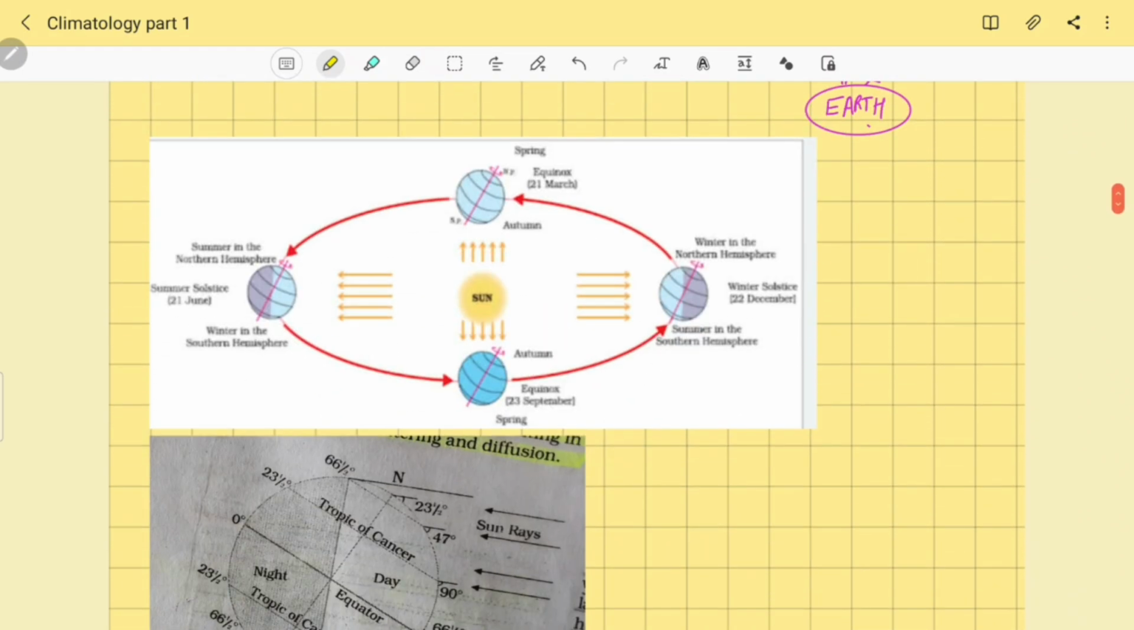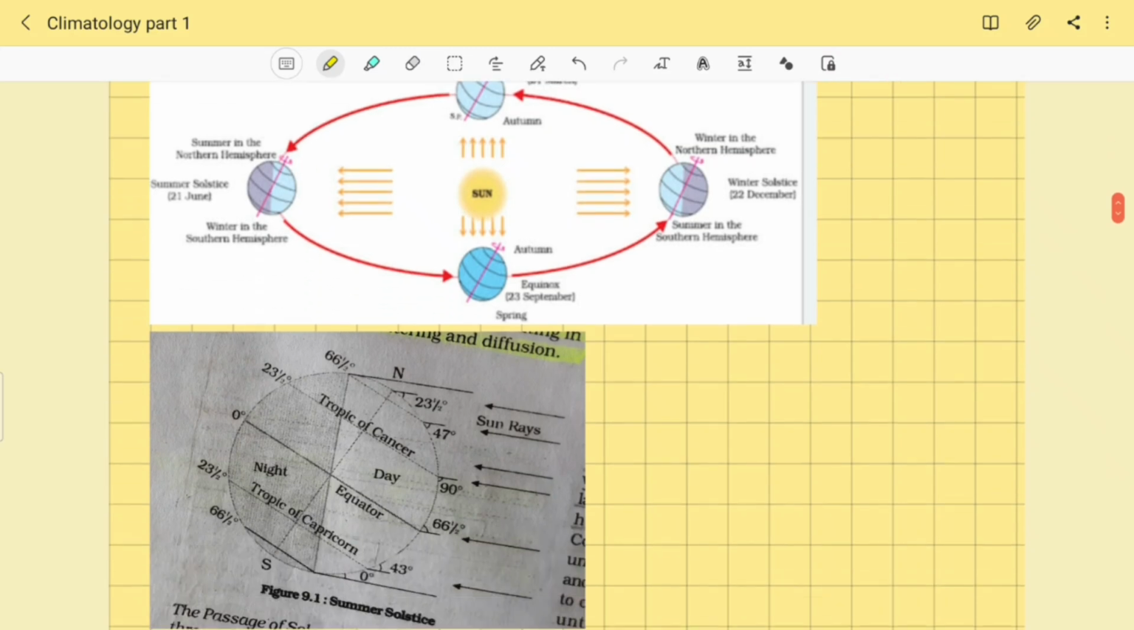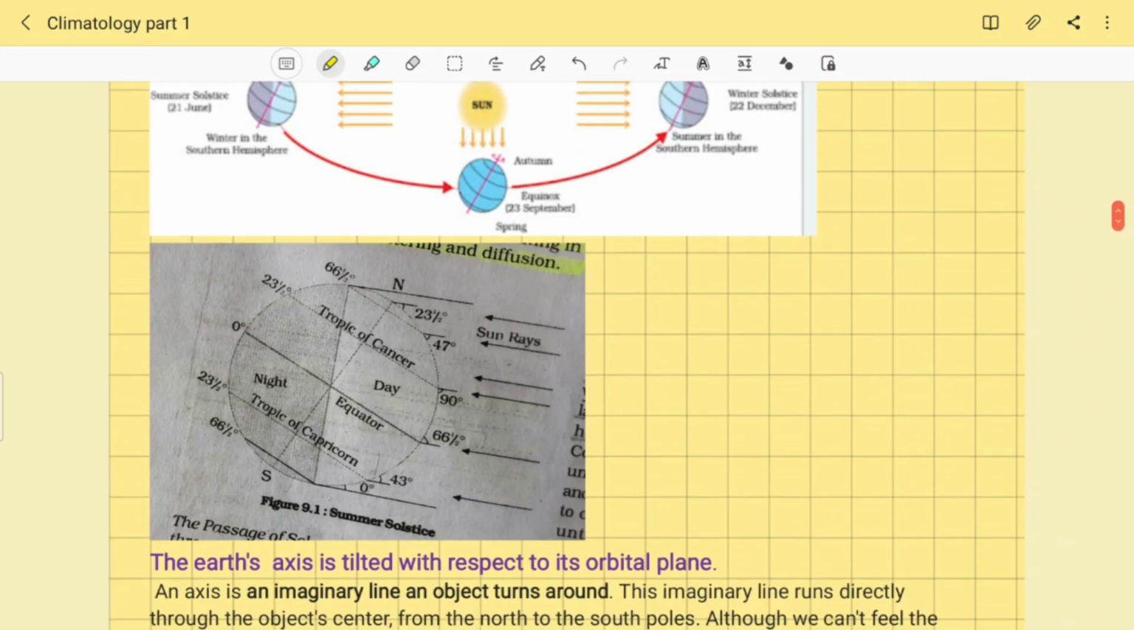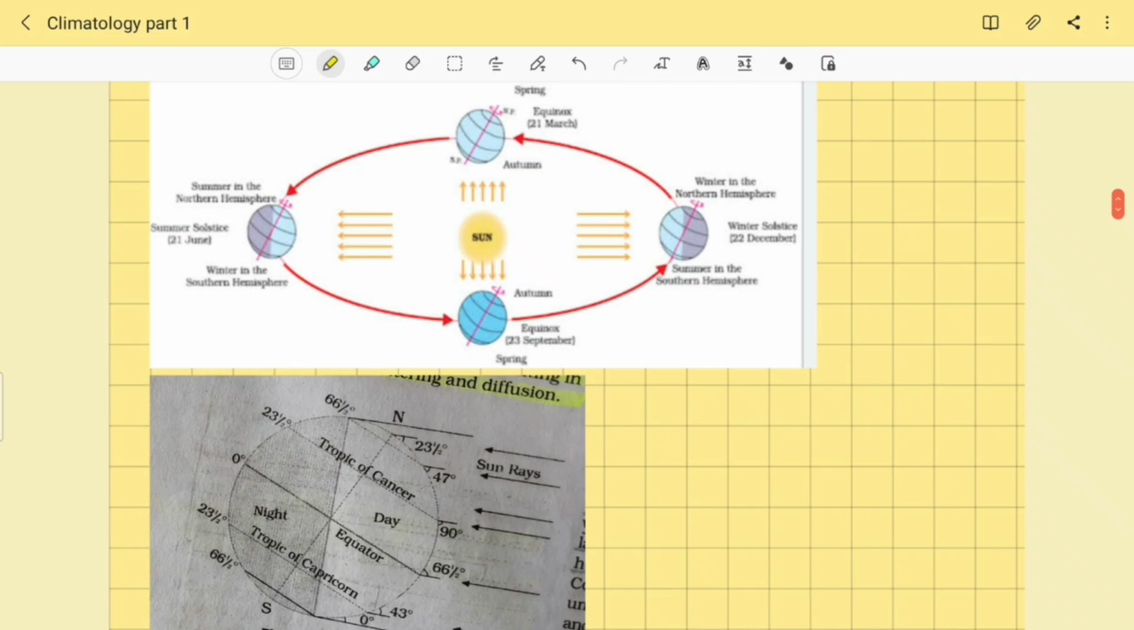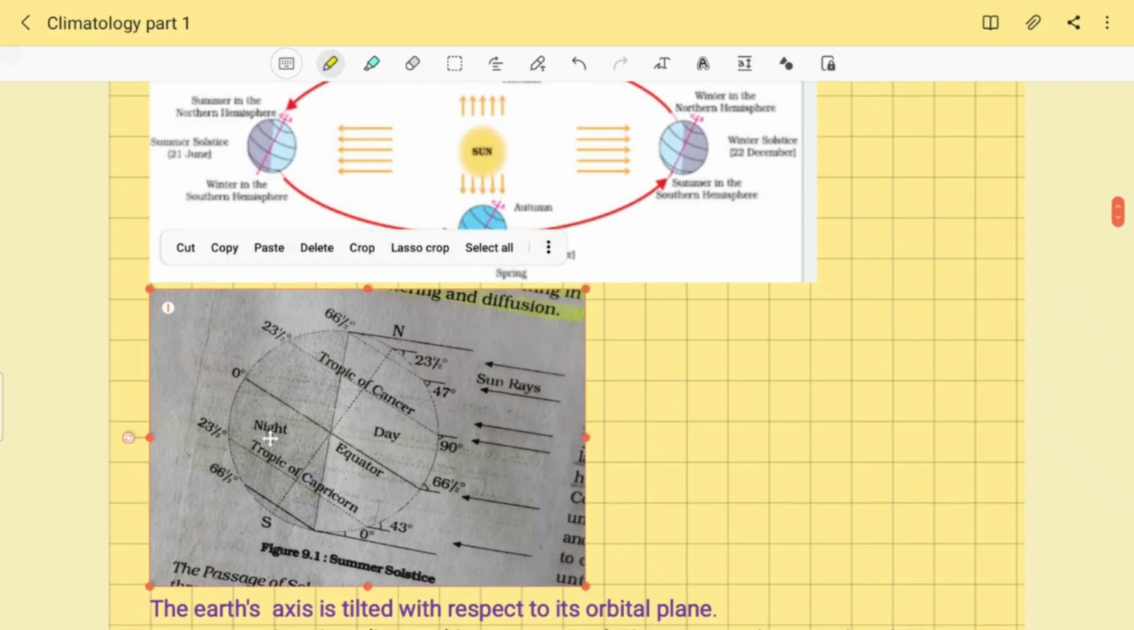Okay, now let's see how our earth is tilted. If you could see this image, you can see that earth's axis is tilted with respect to its orbital plane. Like, see here, this is the earth's axis. What is the axis? An axis is an imaginary line an object turns around. So this is an imaginary line around which our earth turns. So this is the axis, and the earth's axis is tilted with respect to its orbital plane. So if we take this as an orbital plane, it's tilted. It makes an angle of 66.5 degree.